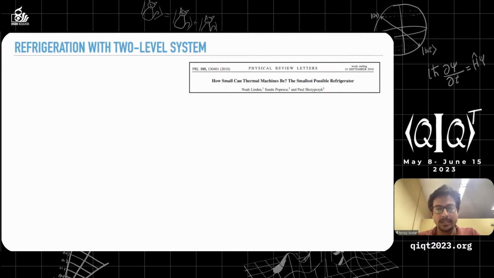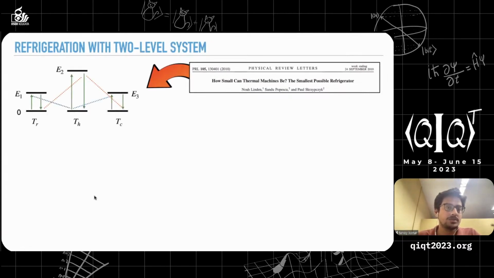First, in 2010 there was some work by Popescu, on how small a thermal machine can be. They have taken a two-level system. Suppose this is E1, E3, and TC is connected to a thermal bath with TC, and this is connected to heat bath TH. And then they have taken some engine qubit, that has temperature TR. So at the initial time, they have all product states, which are in thermal states.